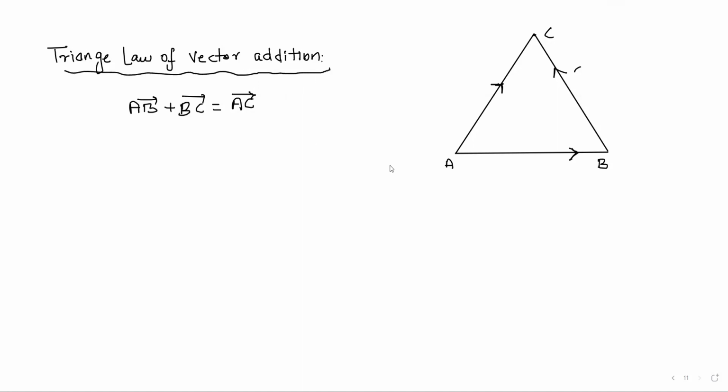But is it only for an equilateral triangle? No, no, it can be any triangle. It's only about the direction, not the magnitude. Magnitude doesn't matter in this case, because from A to C you can go directly. Whatever the magnitude of AB or BC, it doesn't matter. It should be a triangle only. Then we will say that AC is equal to AB plus BC. Is it clear? Yes, sir.